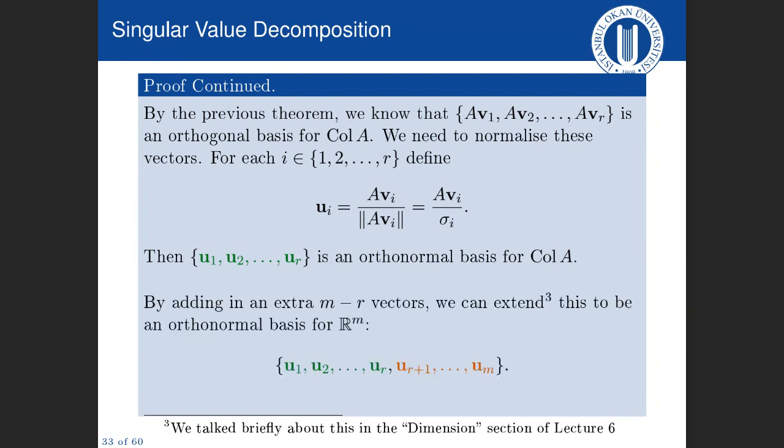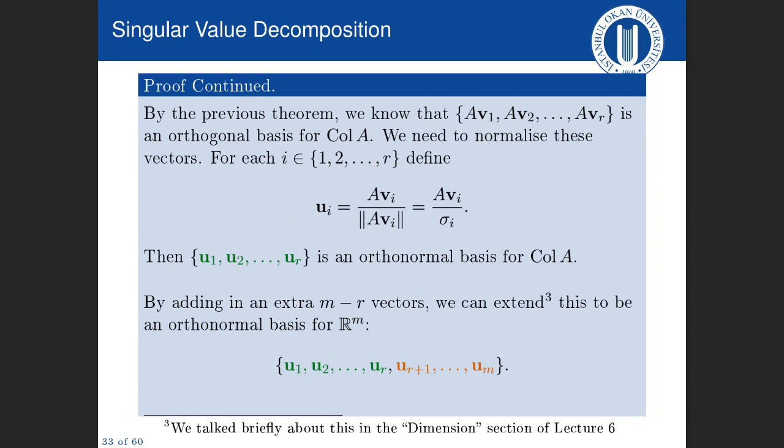That's not enough. We need an orthonormal basis for Rm. But that's okay. We'll just add in extra vectors. We'll keep adding in extra unit vectors until we get an orthonormal basis for Rm. I've tried to show this with colors. In green, we have these vectors that we're calculating using the idea of Avi divided by sigma i. Then in orange, we're just going to add in some extra vectors.